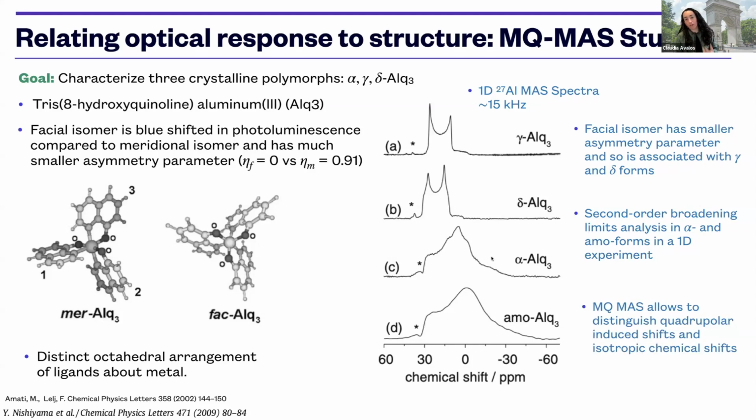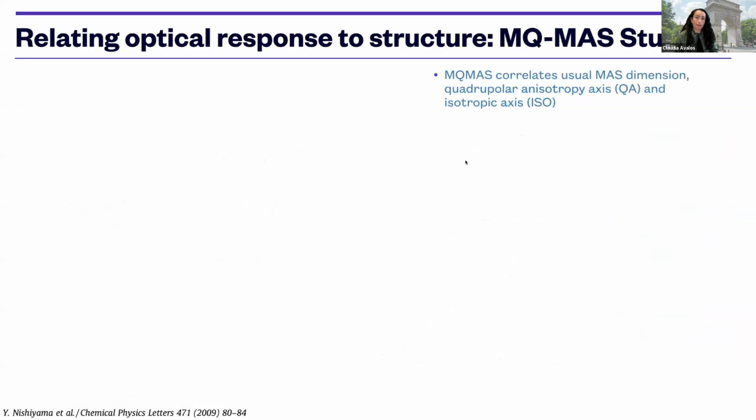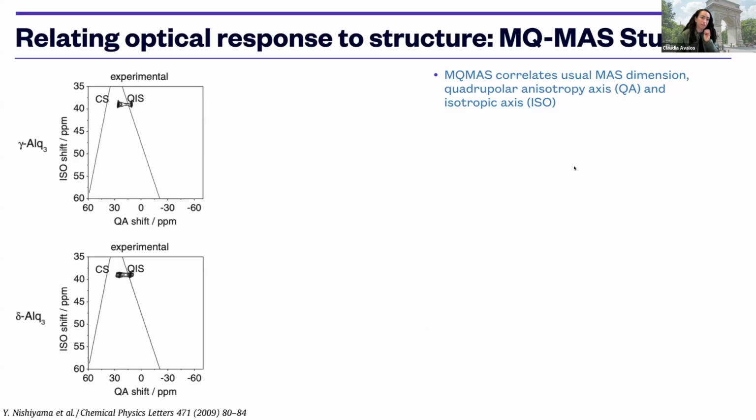This is where running the MQMAS experiment can be helpful, as it allows us to distinguish quadrupolar induced shifts and isotropic chemical shifts. And then we can maybe learn a little bit more about these more disordered systems, right? We know MQMAS correlates the quadrupolar anisotropy axis and the isotropic axis, chemical shift and quadrupolar. What we see for the facial isomers is a very narrow distribution here that indicates that we likely have only one site.